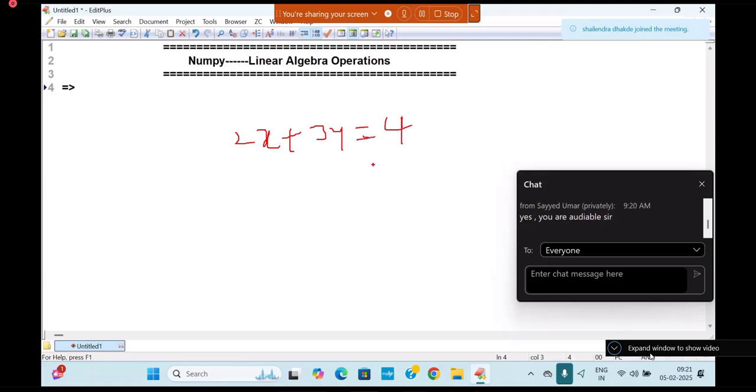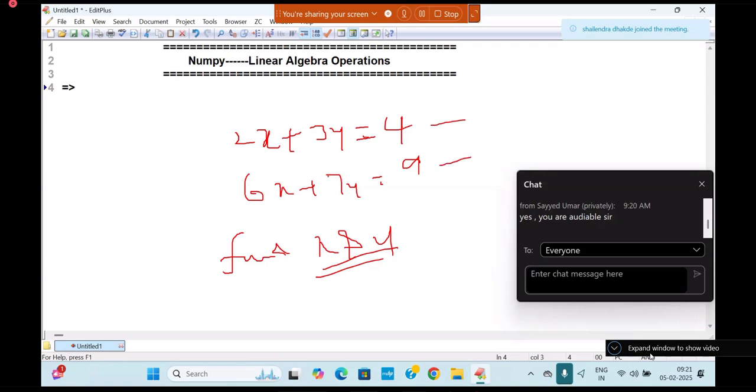So 2x plus 3y is equal to 4 and 6x plus 7y is equal to something like 9. Find x and y. These x and y values are unknown. So this is one kind of linear equations we come across in linear algebra.